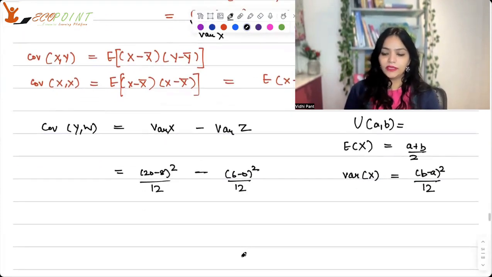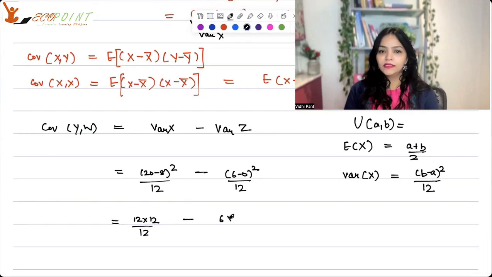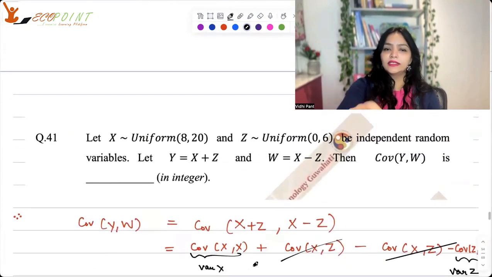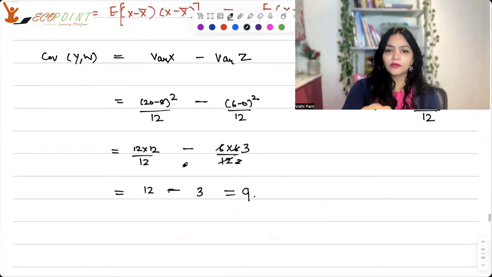That means what are we getting here? We are getting 12 into 12 upon 12 minus 6 into 6 upon 12. So this is 12. And this, if you check, my friends, is 3, because from here you'll get 2 and then here 3. So that means 9 is what you get. 9 is the correct answer. It is actually an integer value that you are getting. 9 should be the correct answer out here.